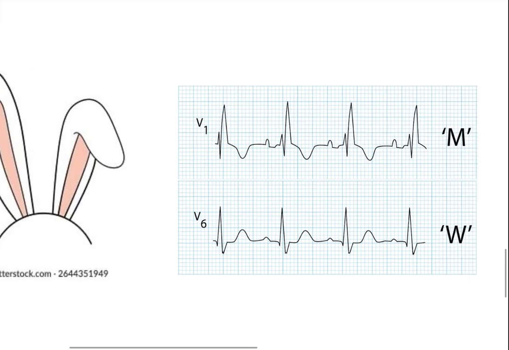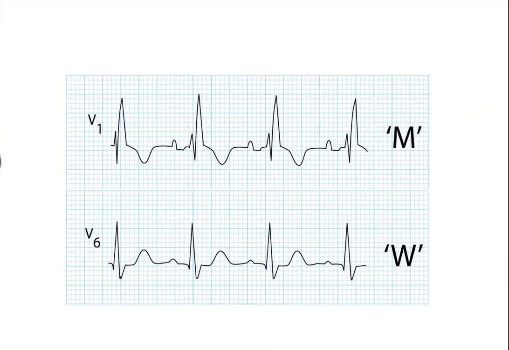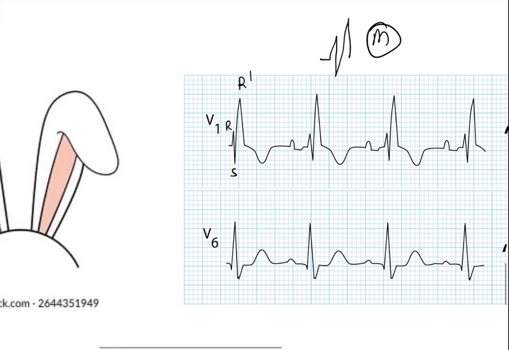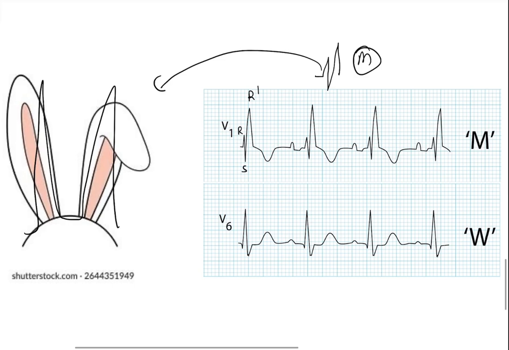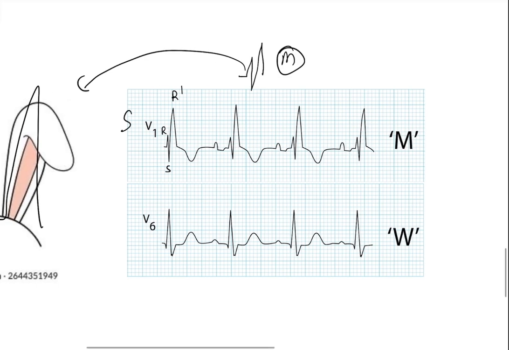So if we take a look at an ECG, in V1 you get an initial septal R wave, and then you get a negative S wave, and then you get an R dash wave. Okay, so it's something like this. This is your M pattern. This resembles a rabbit's ears, hence it's called the rabbit ear pattern. Okay, so this is what happens in V1.